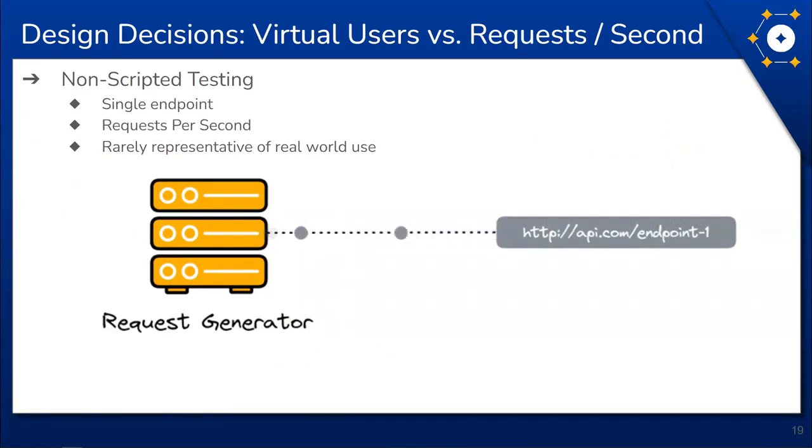Non-scripted testing is relatively simple. The test hits a single target endpoint with requests in a given time frame, typically measured as requests per second. The results are relatively straightforward. It shows how performance varies given a strictly defined load on an endpoint. What happens to the system with 1,000 requests per second or 100,000 requests per second, and so on. While this can be useful for finding some performance issues, these tests don't typically simulate real-world use very well.